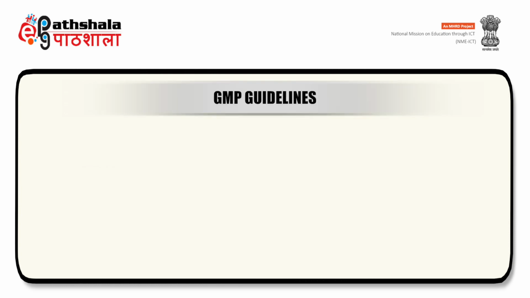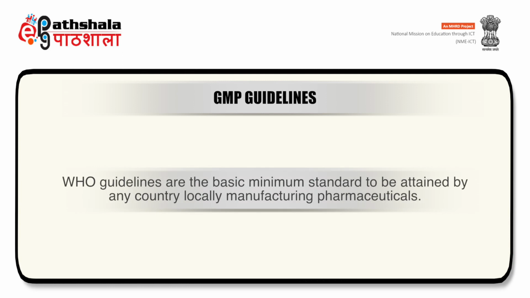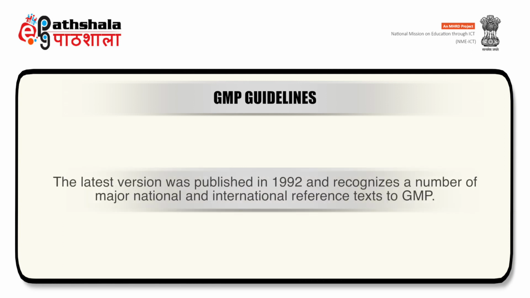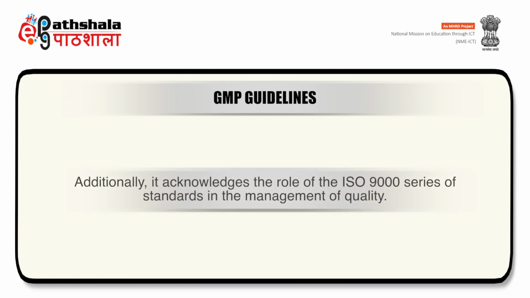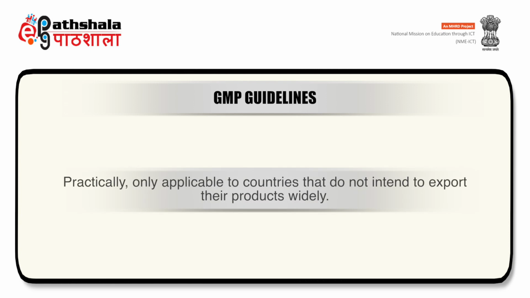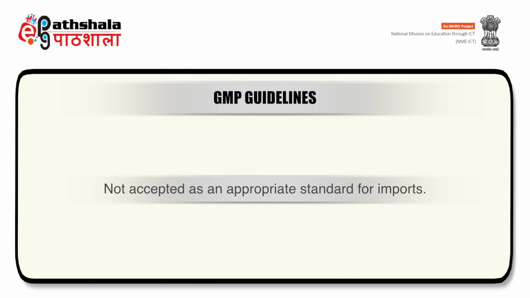Now the GMP guidelines. World Health Organization or WHO guidelines are the minimum basic standard to be attained by any country locally manufacturing pharmaceuticals. The latest version recognizes a number of major national and international reference texts to GMP. Moreover, it acknowledges the role of ISO 9000 series of standards in the management of quality. Practically, these are only applicable to countries that do not intend to export their products widely. These are not accepted as an appropriate standard for imports.